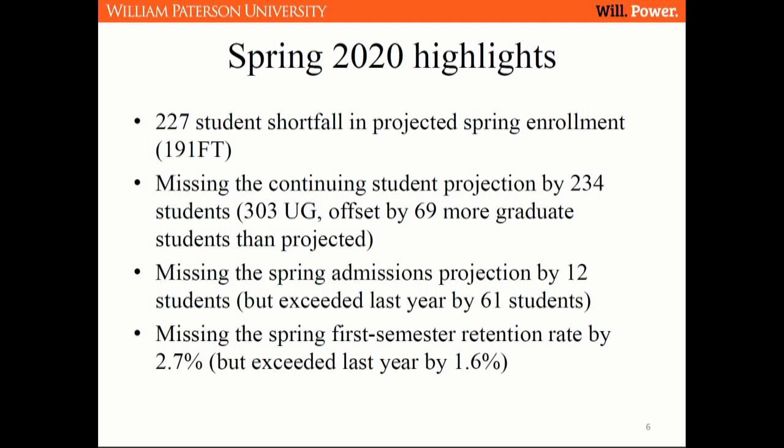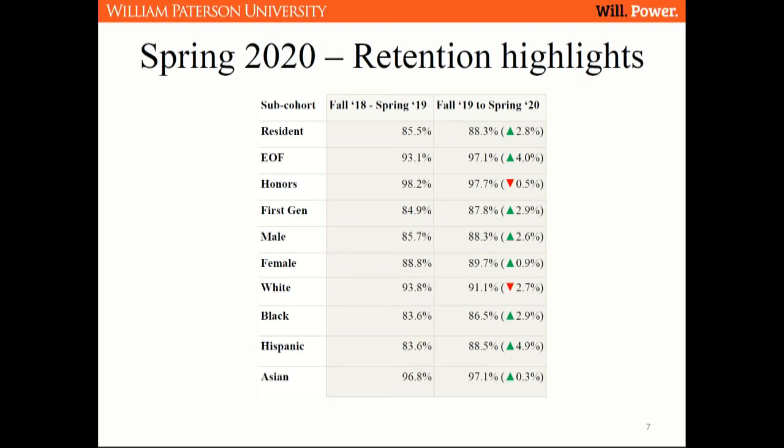And before I turn it over to Steve, I just want to highlight some of the things about the first semester retention rate that you should be aware of. There were improvements across the board. Where there was not an improvement, for instance, in honors, the 0.5% difference between last spring and this spring wasn't statistically significant and only represented 1 or 2 students. It's not necessarily true for white students. It's a 2.7% difference. Those are the only 2 categories that did not show an improvement over last spring.